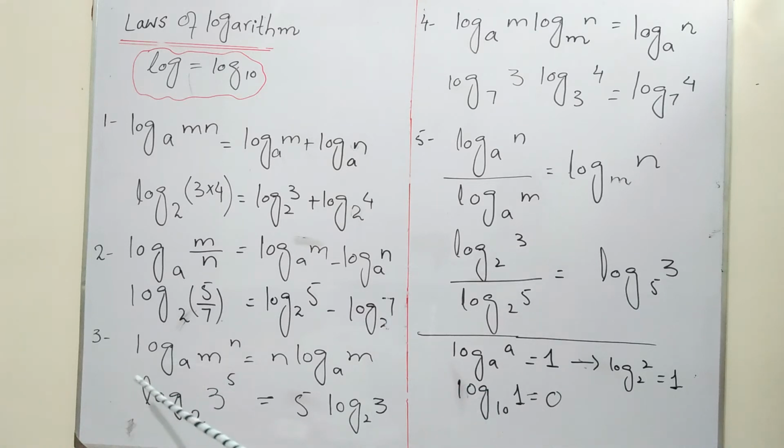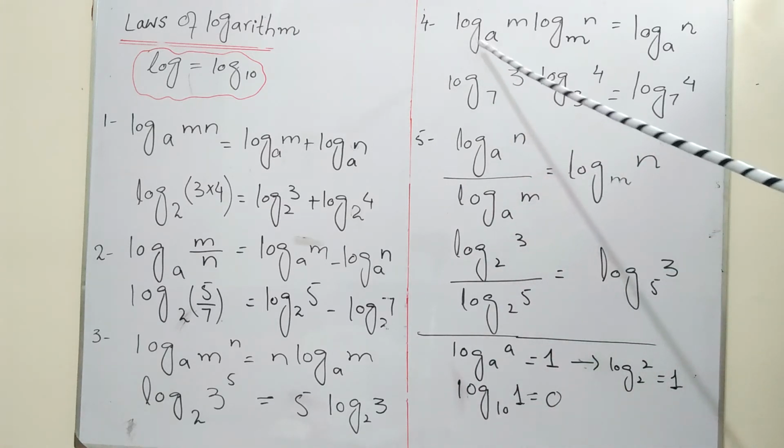Third law is log of m with base a raised to the power n is equal to n log of m with base a. This is the simpler one, that when there is a power in case of logarithm, the power is shifted at the front of the logarithm. Example, log of 3 with base 2 raised to the power 5 is equal to 5 log of 3 with base 2. The power is shifted at the front of the logarithm.